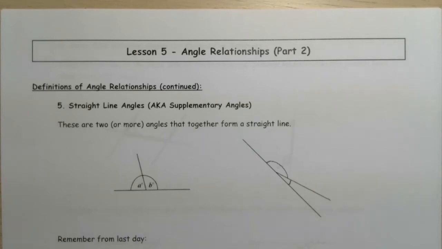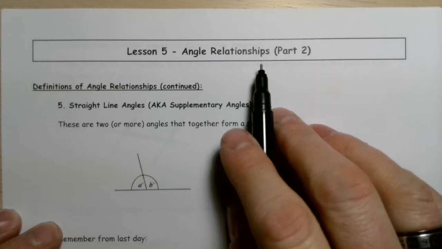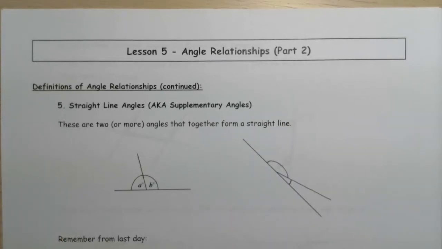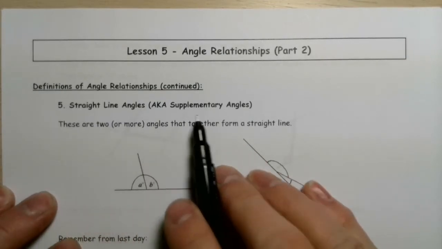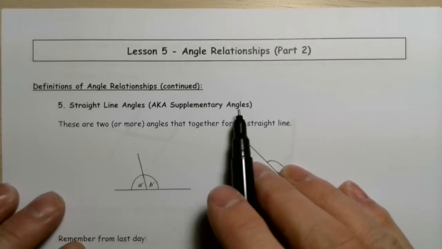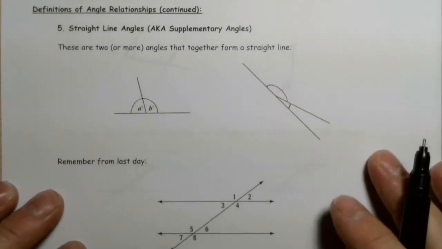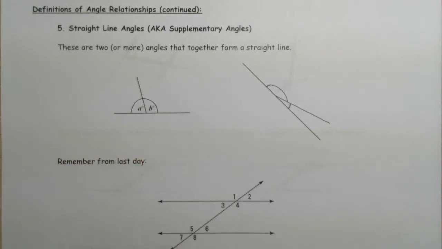Hi everybody. In this video, we're going to take a look at a second set of angle relationships that are formed by the transversal and parallel lines. In this case, we're going to look at straight line angles. These are related to the supplementary angles that we would have looked at in a previous video. There are two or more angles that come together to form a straight line.